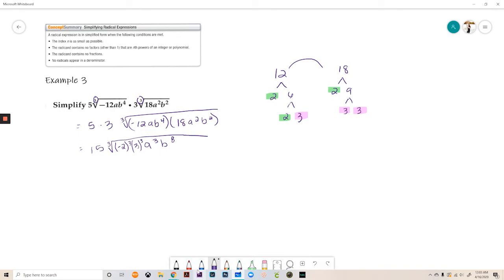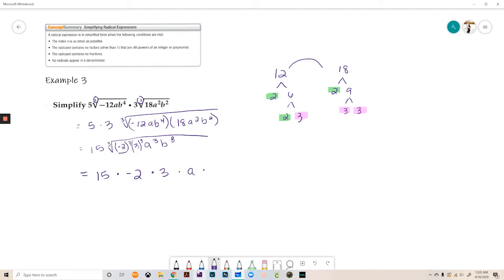So then what I'm going to do is take the third root of everything. So I've still got this 15. The third root of negative 2 to the third is just going to end up being negative 2. The third root of 3 to the third is just 3. The third root of a to the third is just a. The third root of b to the eighth.